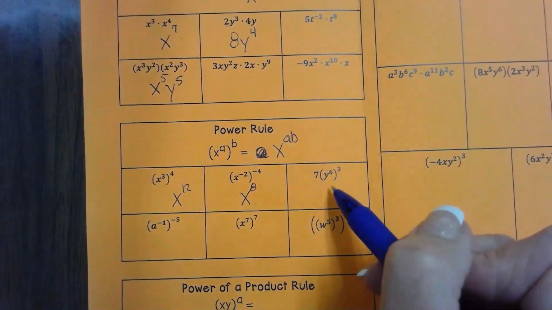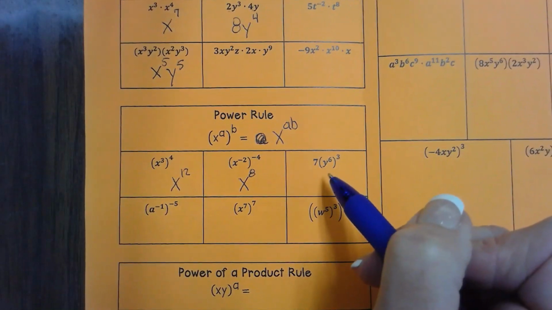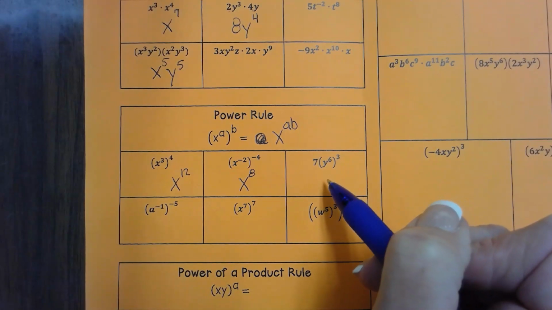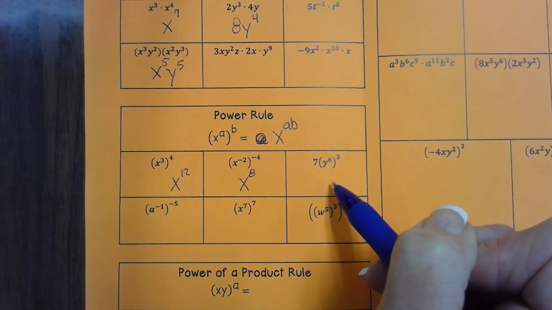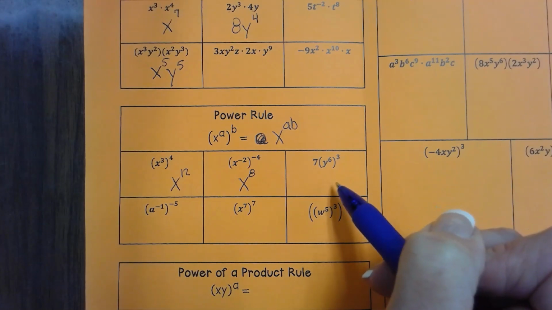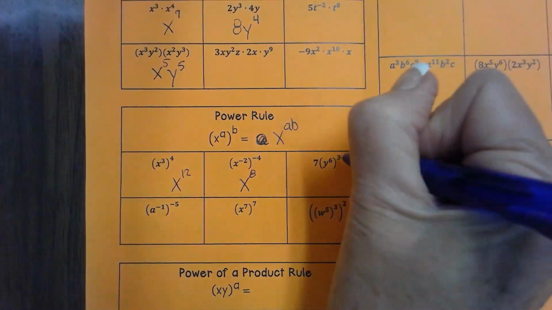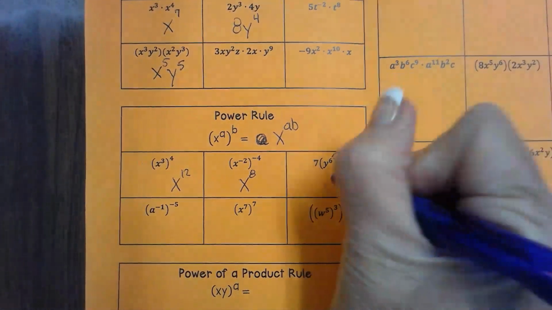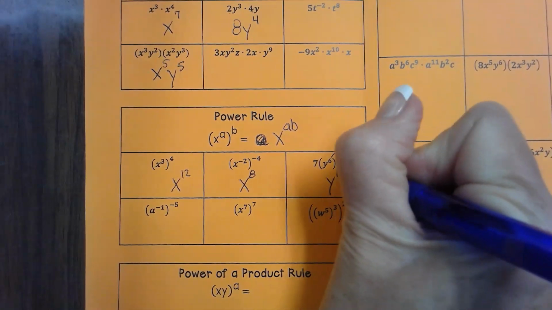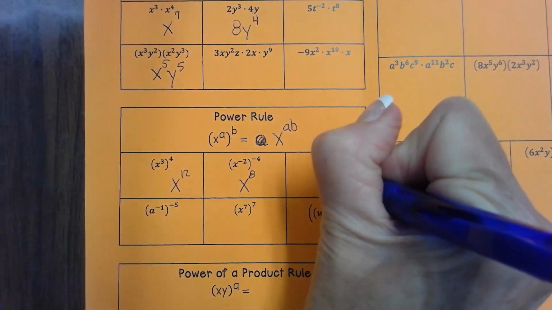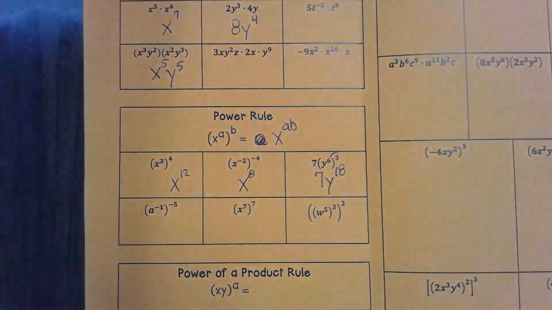Okay, we'll do one more. You need to be very careful here. Do I raise 7 to the 3rd power? No. Why? That's right, it's not in the parenthesis. Okay, so all I'm doing is multiplying the powers on the y, and I get 18, and the coefficient is still 7. Okay?